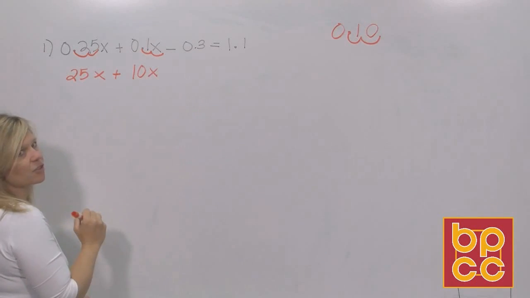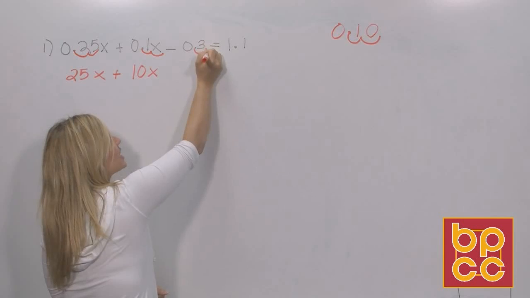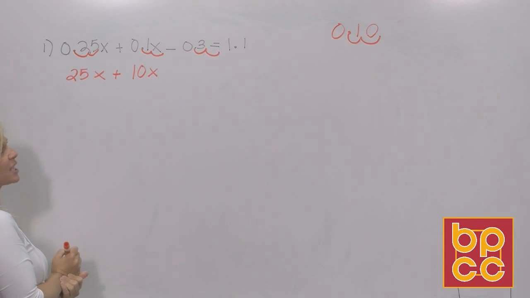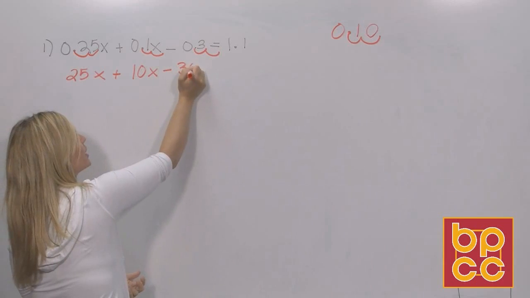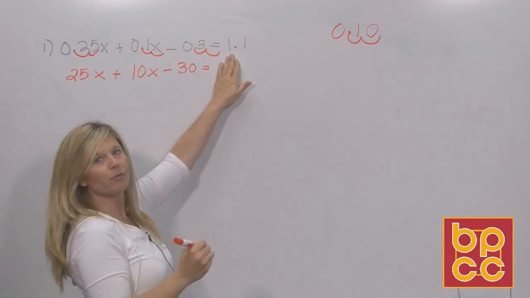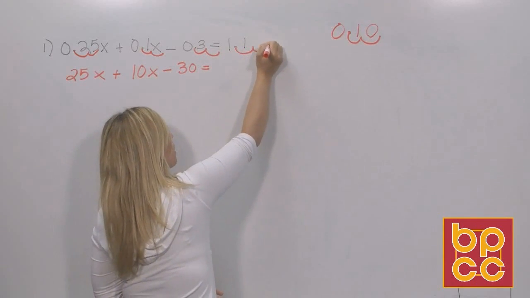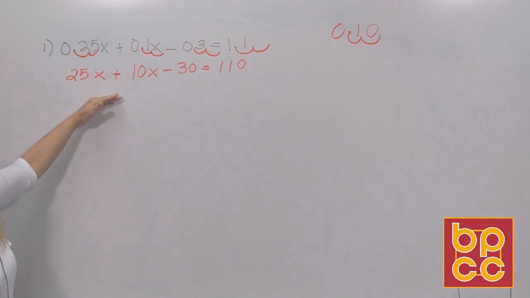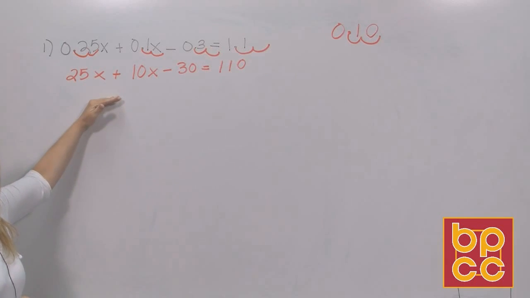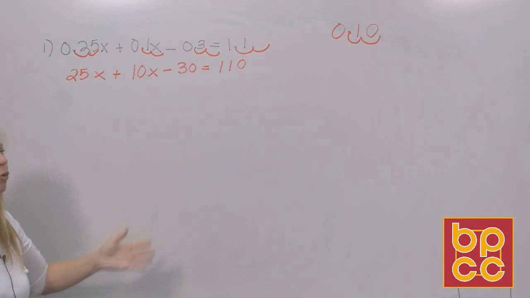And now you leave the x. So the same thing here. If we move this decimal 2 positions to the right, that decimal point, now we have 030, which is 30. And if we move this decimal point 2 positions to the right, it becomes 110. Now you have a linear equation that you guys can work that has integers, whole numbers.